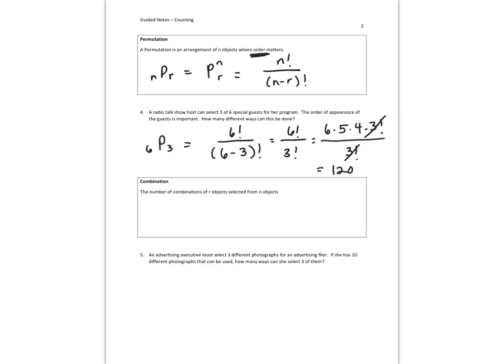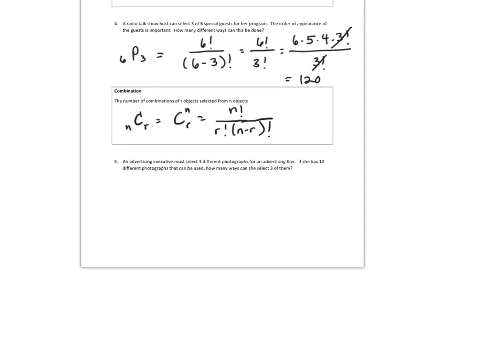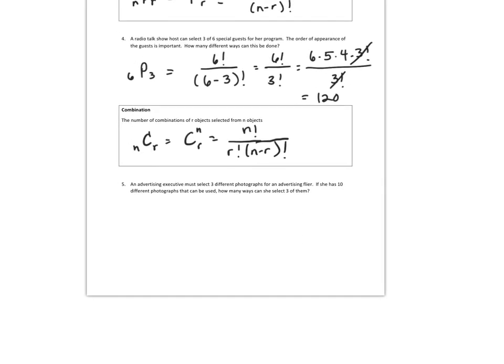Order matters. Combination, order does not matter. And you can write as combination n choose r, and this will be n factorial over r factorial times n minus r factorial. An advertising executive must select 3 different photographs for an advertising flyer. If she has 10 different photographs that can be used, how many ways can she select 3 of them?